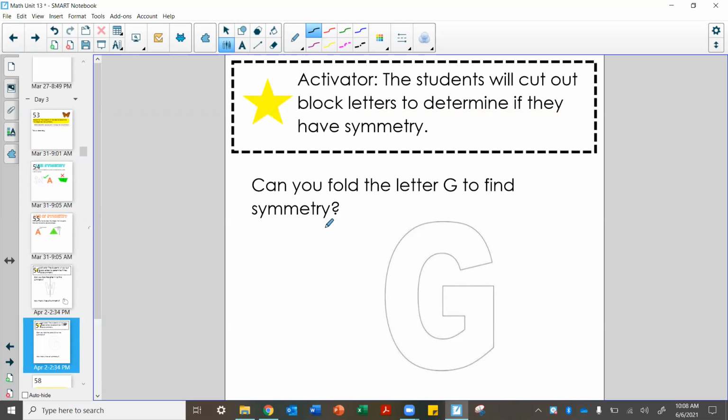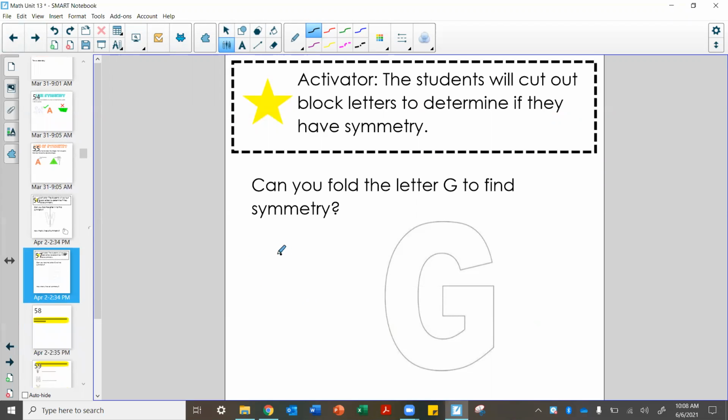Okay, you probably realize either by drawing on your whiteboards or if you have the cutout of the letter, there are no lines of symmetry in the letter G because if we went down the middle vertically, those two pieces aren't equal. And if we went horizontally, the top and the bottom are also not equal and they don't match exactly. So 0 lines of symmetry.